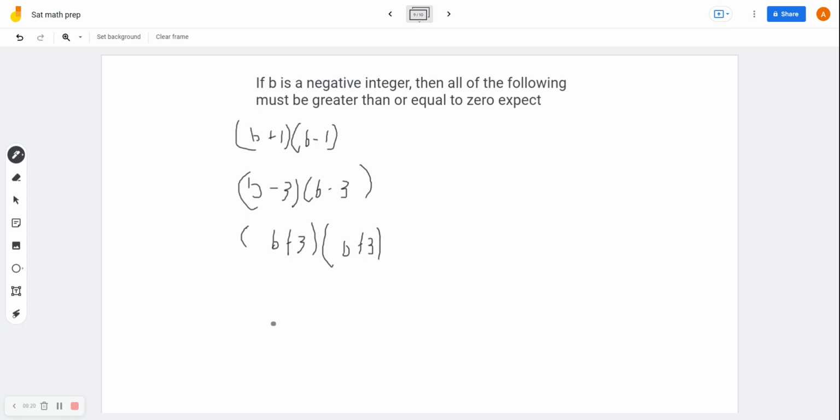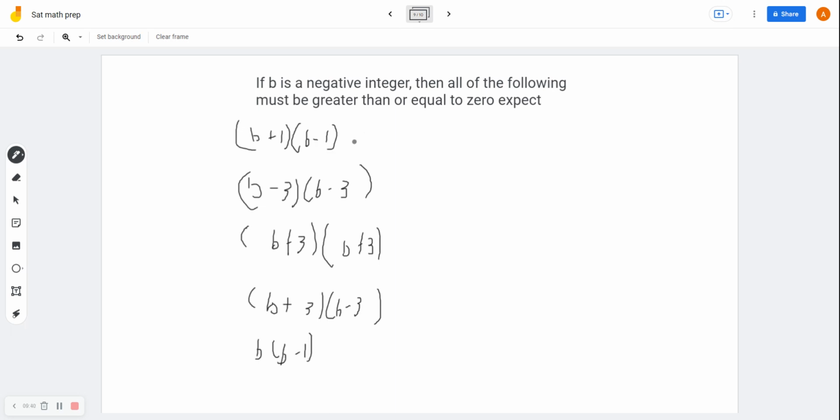And then for D, it would be similar again. It would be B plus 3, and then you have B minus 3. So it'd be just a combo of those two. Last one is B, and then it'd be B minus 1.